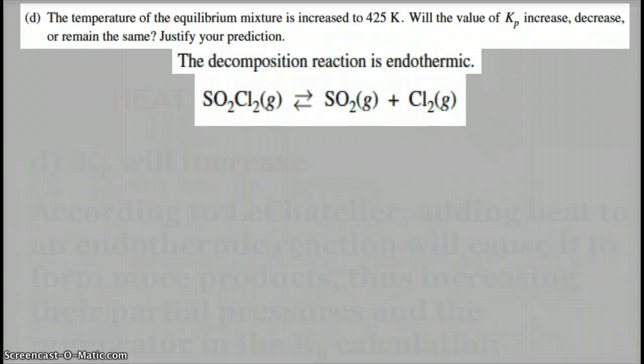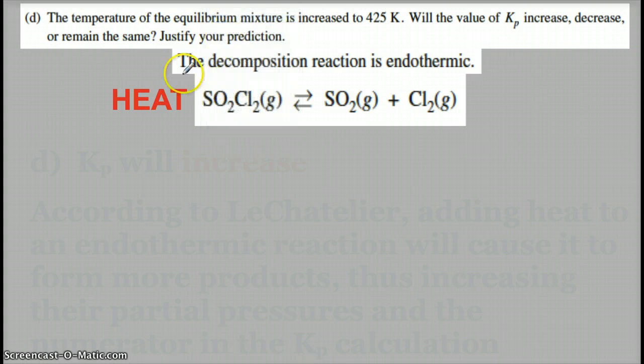Now part D. Let's say the temperature is increased to 425 K. Will the value of Kp increase, decrease, or remain the same? Now this is where it was important to remember that it told us that the decomposition reaction is endothermic. Endothermic means heat going in. So heat is treated as a reactant. So poke, poke, poke, Le Chatelier. When I add heat, I'm going to force my reaction to go to the product side.